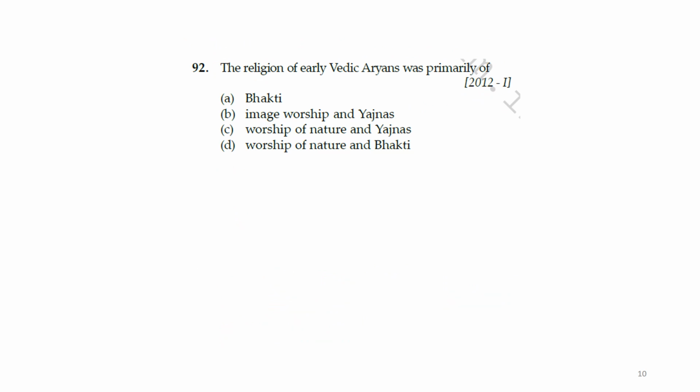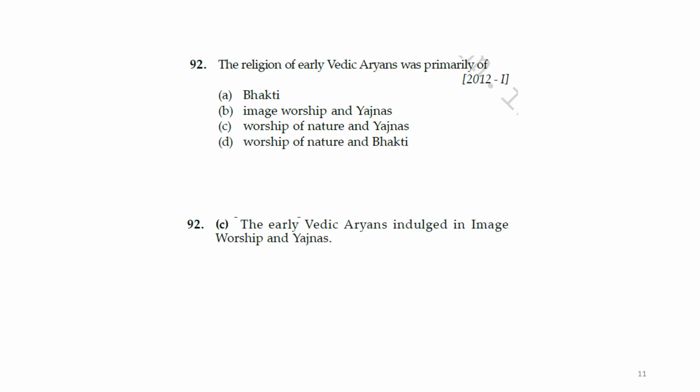Next question: the religion of the early Vedic Aryans was primarily of bhakti, image worship and yajnas; worship of nature and yajnas; or worship of nature and bhakti. Okay, it is asking about the early Vedic Aryans, what type of religion they had. Actually, they worshipped nature and yajna. Okay, so this was nothing but the characteristics of the early Vedic Aryans.